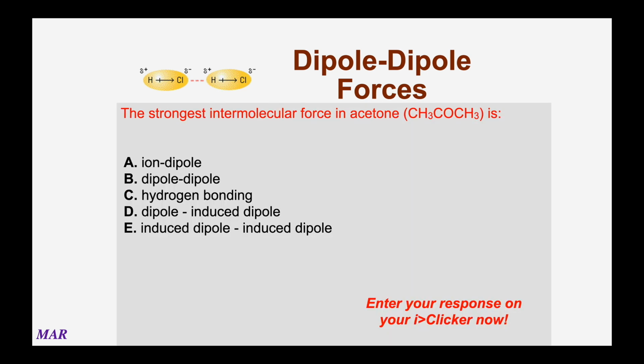Here's a question you might see from this chapter. The strongest intermolecular force in acetone is, and there's all these different names right here, and we're going to go through what these names are so far. So what you need to do on this problem is you should ideally find out if the molecule is polar or nonpolar. And one way to do this is just to draw good old Lewis structures. We're still in Lewis structure world.